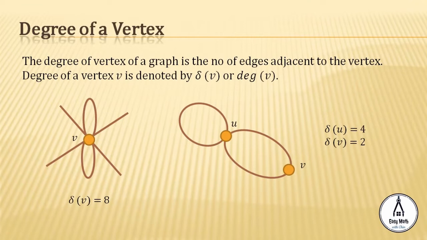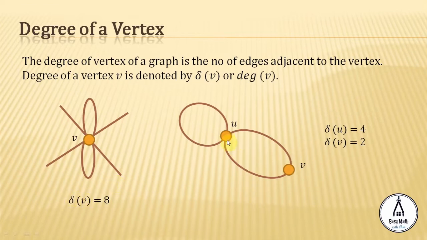Degree of a vertex. The degree of a vertex of a graph is the number of edges adjacent to that vertex. For example, here V is a vertex and there are 1, 2, 3, 4, 5, 6, 7 and 8 edges adjacent to this vertex. Therefore, the degree of the vertex V is 8. We usually use this delta notation to express the degree of a vertex.